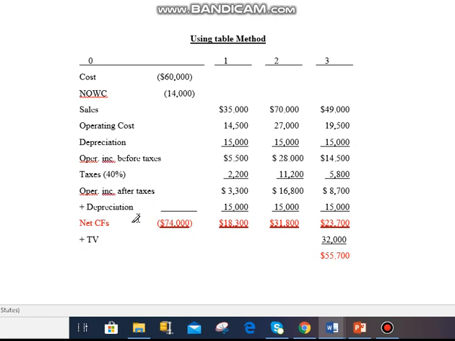Also, the same problem we can solve according to the table method. So we have the same ending cash flows, and then we add the termination value to the final year of the project in order to have the ending cash flow after adding the termination value.